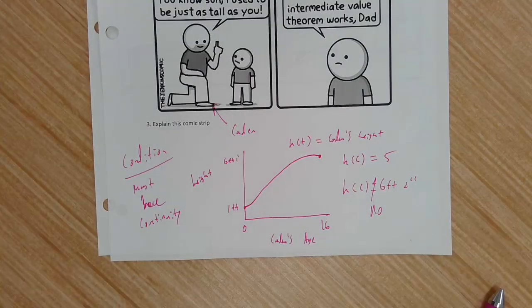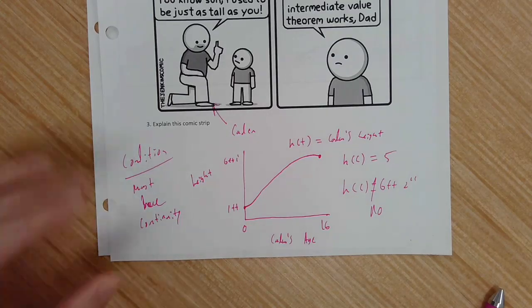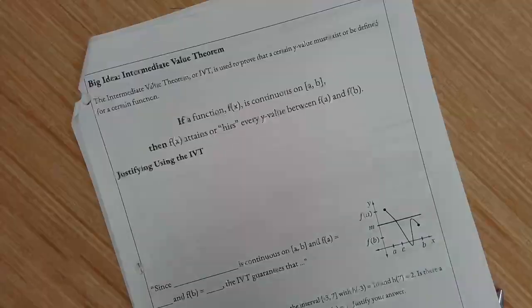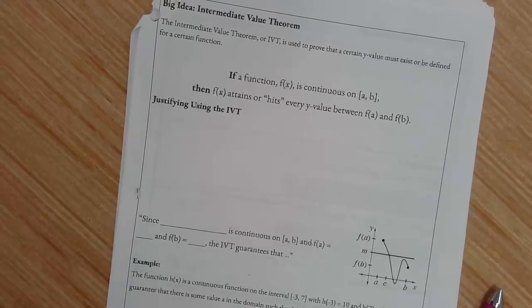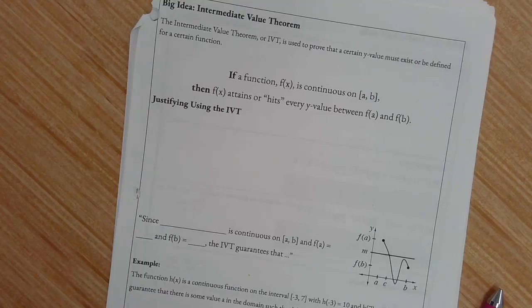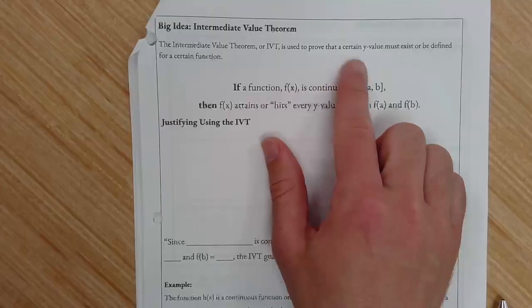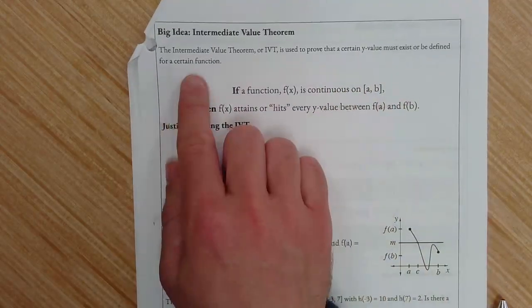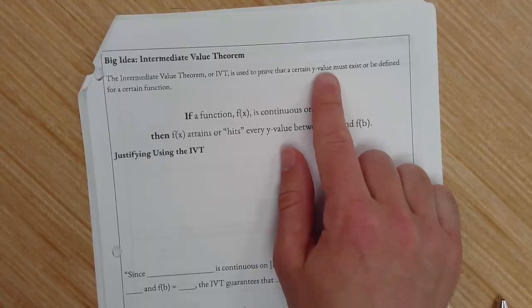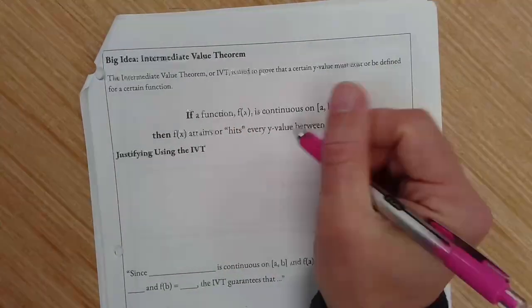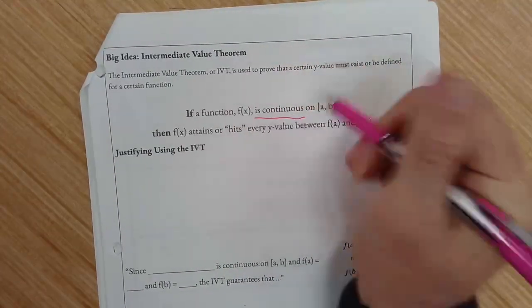Let's formalize that in your notes. You're on page 8 of your notes. Must have continuity. Okay, so these are the notes. Let's read this together. The intermediate value theorem, or IVT, is used to prove that a certain y value must exist or be defined for a certain function, right? So in this case, we're talking about a specific height that Caden had to have. So we say, if a function f of x is continuous, that's what Addison just said, we have to have that condition, that it is continuous on [a, b].